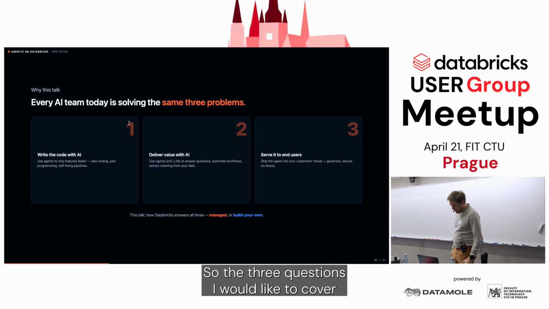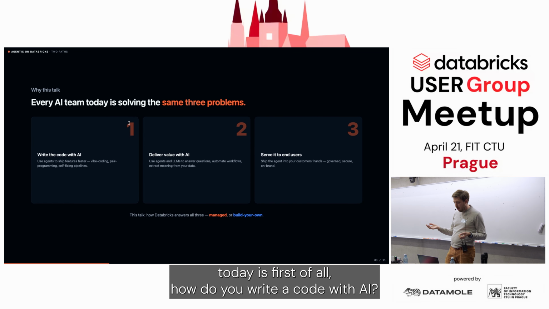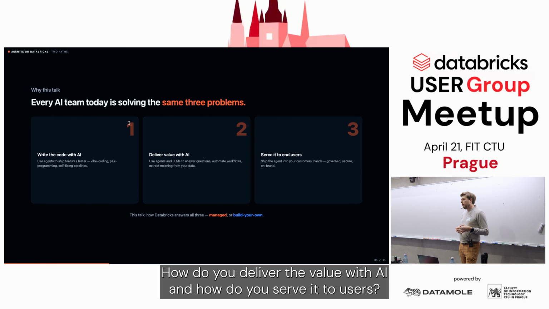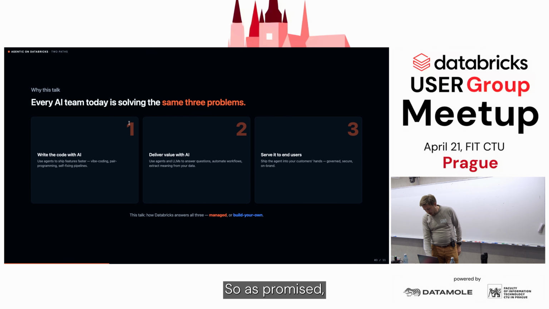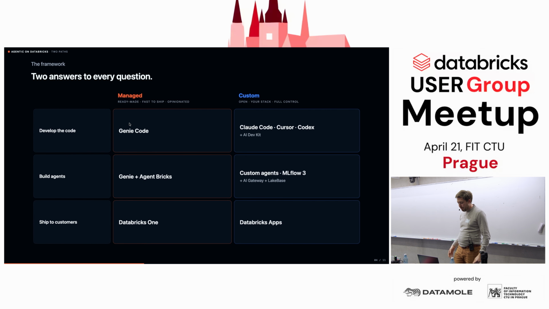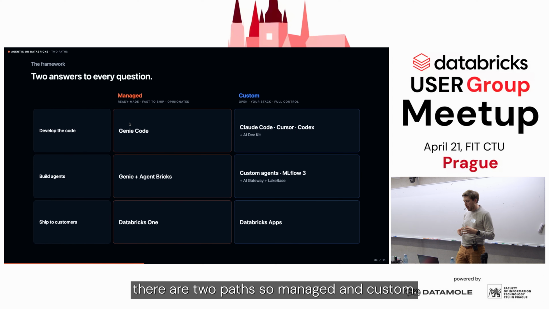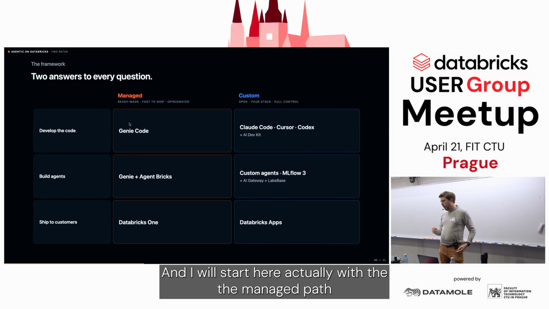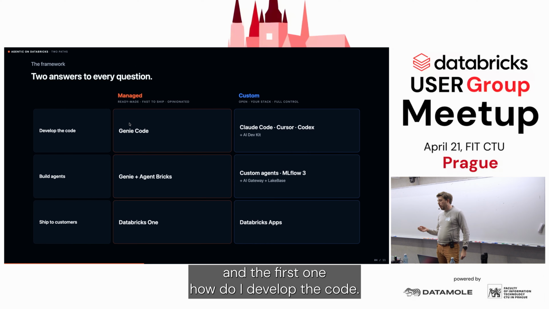So the three questions I would like to cover today are, first of all, how do you write the code with AI? How do you deliver the value with AI? And how do you serve it to users? As promised, there are two paths, managed and custom. I will start here with the managed path, and the first question: how do I develop the code?